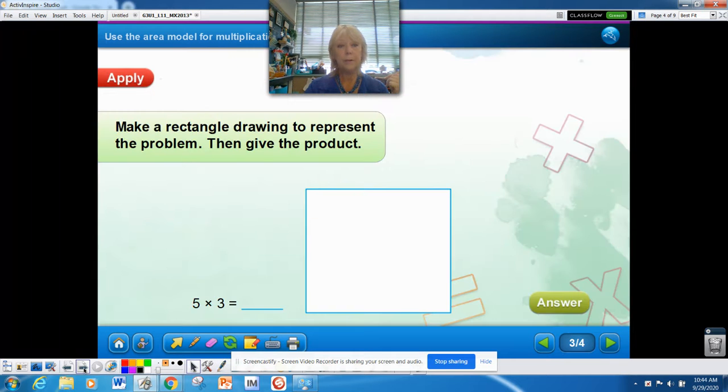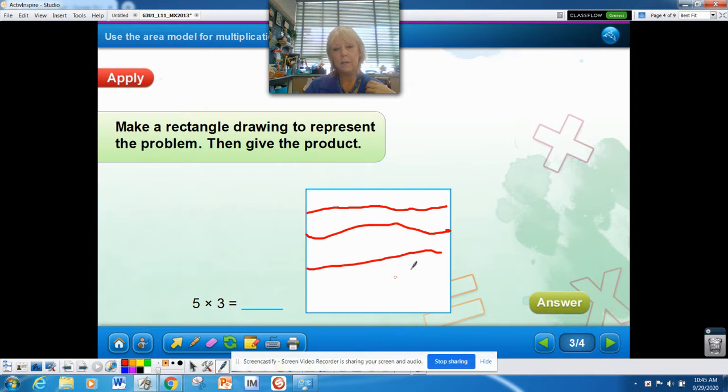I want to keep going here, because they're going to ask you to make a rectangle drawing to represent the problem. Sometimes you're going to take the numbers and turn them into a drawing so that you can find the product. All right, it's asking us to do 5 length times width. So we are going to turn this into 5, which means we actually go across this way. There's 5, 1, 2, 3.